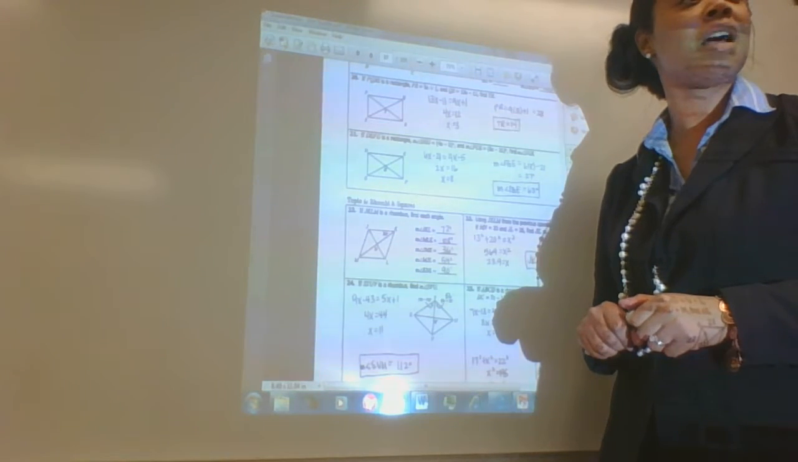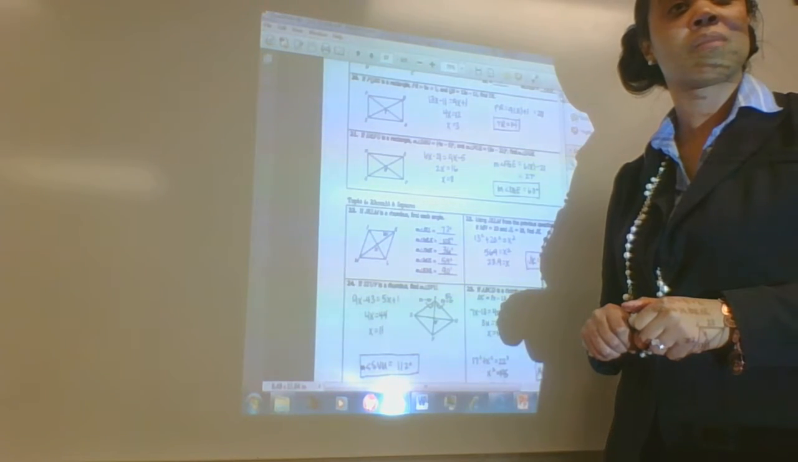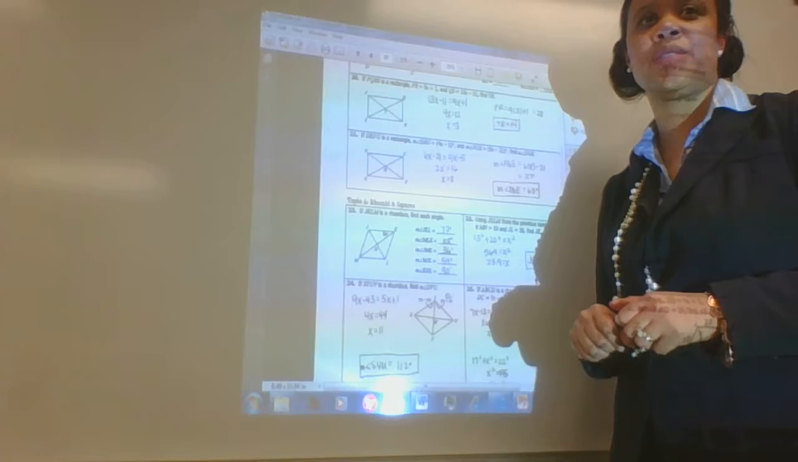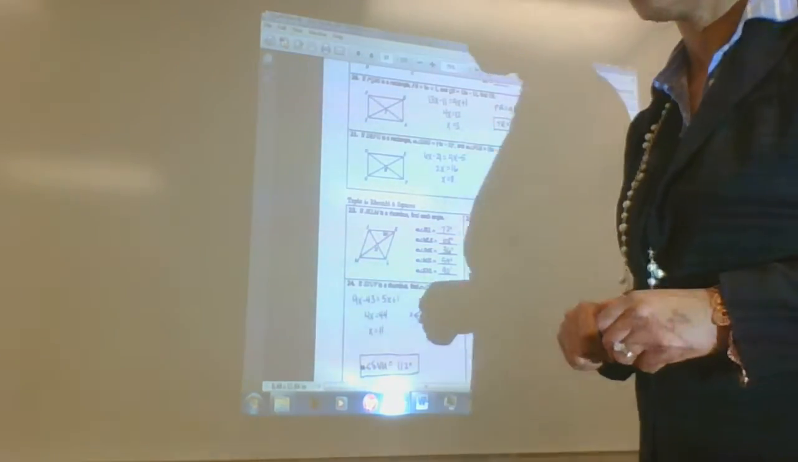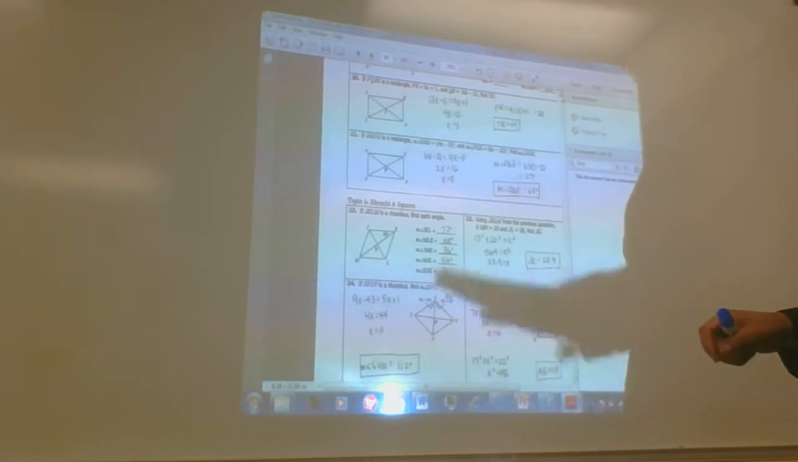Do they bisect the opposite angles? Thank you. The smart person in the back just told us. That's right. She is very smart. But you got a degree though. Anyway, let's move on, guys. We're not talking about that.